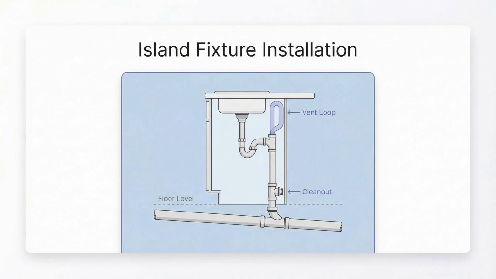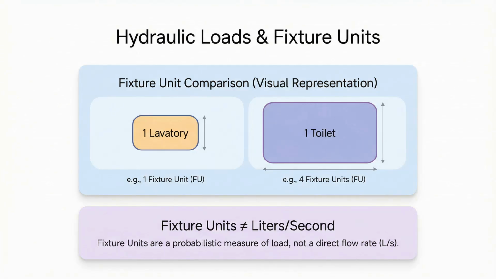All right, let's get into the math. Hydraulic loads. We don't just measure water in liters, we use fixture units. A fixture unit is a dimensionless factor that accounts for how much water a fixture uses, how long it runs, and how often it's used. Here's the catch. You cannot simply convert fixture units to liters per second directly. It's not a linear relationship.